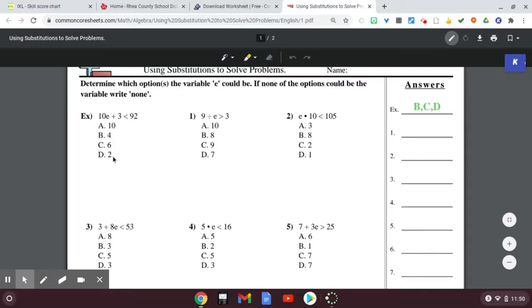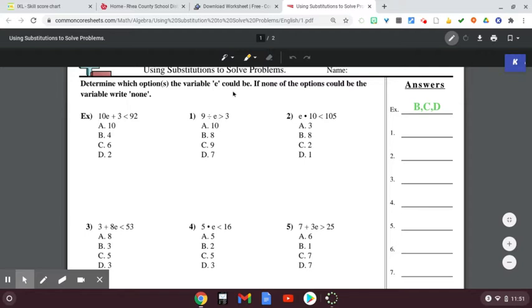Now, if we use B, C, or D and plug those values in for e, 10 times 4 is 40 plus 3. So that value would be a true inequality. So that's why we've got B up here. C would also work, 60 plus 3, that'd be 63, which is less than 92, as well as D, that would also work.